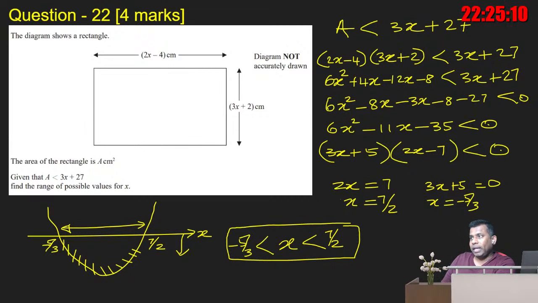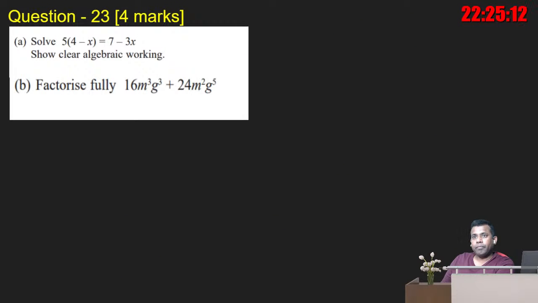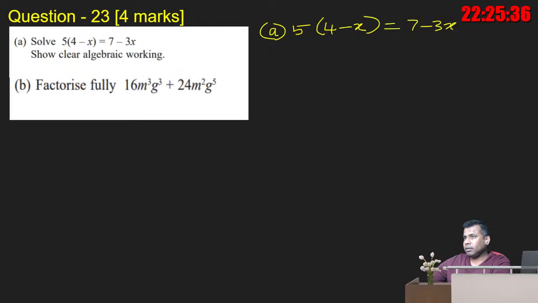Question number 23, solving equations. You can easily do that one. So part A, 4 minus x, 7 minus 3x. So it's simple expanding brackets and solving the equation.